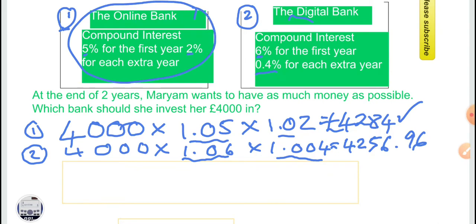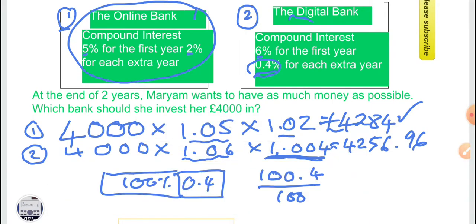I just want to quickly explain how we got this decimal multiplier of 1.004 for a 0.4% increase. So obviously we started off with 100%, that was the £4,000. Then we're going to get another 0.4%. Now if you add the 100% to 0.4%, all of this added together would be 100.4%. So how do you turn a percentage into a decimal? You have to divide by 100. So 100.4 divided by 100 is 1.004. That's why the decimal multiplier here is 1.004.